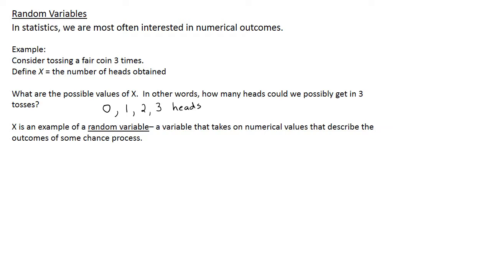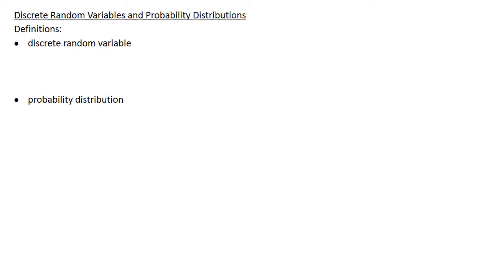X is an example of what we call a random variable, and that is a variable that takes on numerical values that describe the outcomes of some chance process. Discrete random variables and probability distributions, and the definitions of those. So what is a discrete random variable?